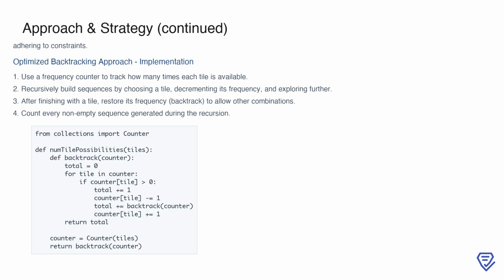Importantly, every non-empty sequence we generate during this recursive process is counted toward the total. The implementation of this approach is both elegant and efficient. As shown in the code snippet, the backtrack function iterates through the counter, checking if a tile is available to use. If it is, we choose the tile, decrement its count, and make a recursive call to explore further sequences. After finishing with that tile, we backtrack by restoring the count, allowing for other sequences to be formed. Finally, the total number of sequences is returned as the result.